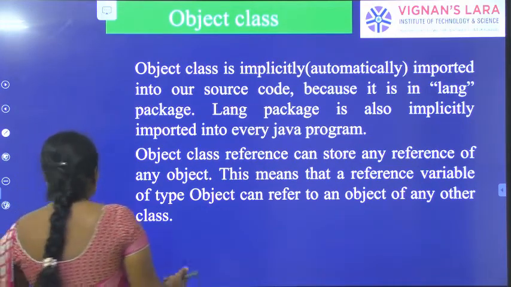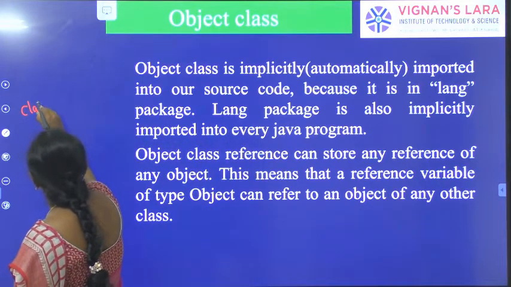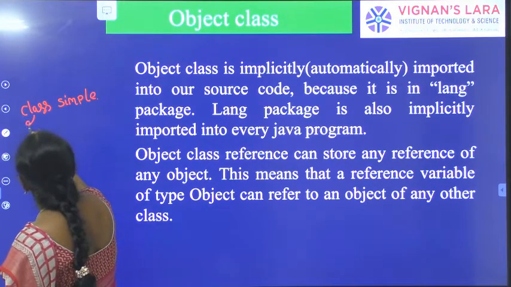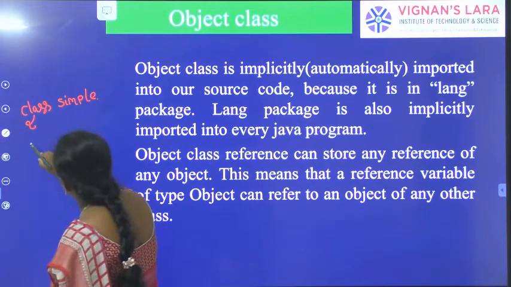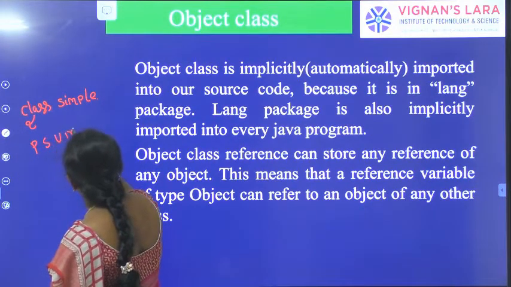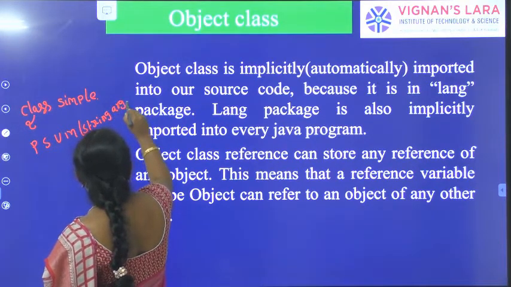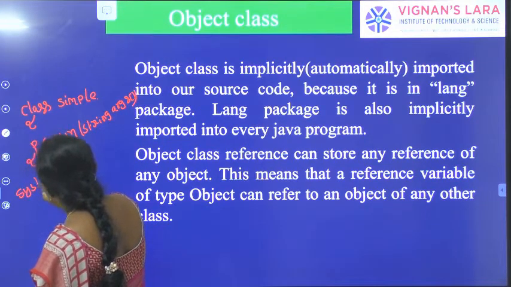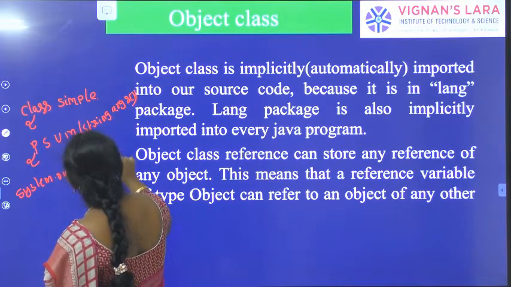Suppose you want to print hello on the console. Here I am writing one program. Class Simple, and I am defining the main method. Already you know that the main method has these keywords: public static void main, String args array. After that, I am writing one System.out.println statement. Suppose I want to print welcome on the console.